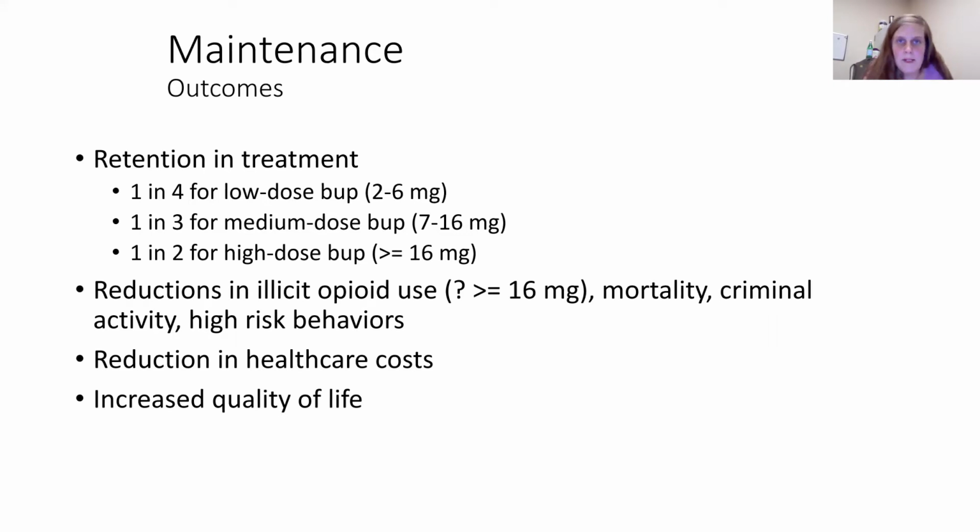So we've sort of gotten the patient induced on Suboxone, and now we're talking about maintenance of the patient. What does maintenance of Suboxone look like in terms of the effect that it can have on a patient's life? So we find in studies that patients on Suboxone have higher rates of retention in treatment, and there's actually a dose-responsive effect with this. So for low-dose buprenorphine, which is pretty uncommon, 2 to 6 milligrams, about 1 in 4 will be retained, or 25%.